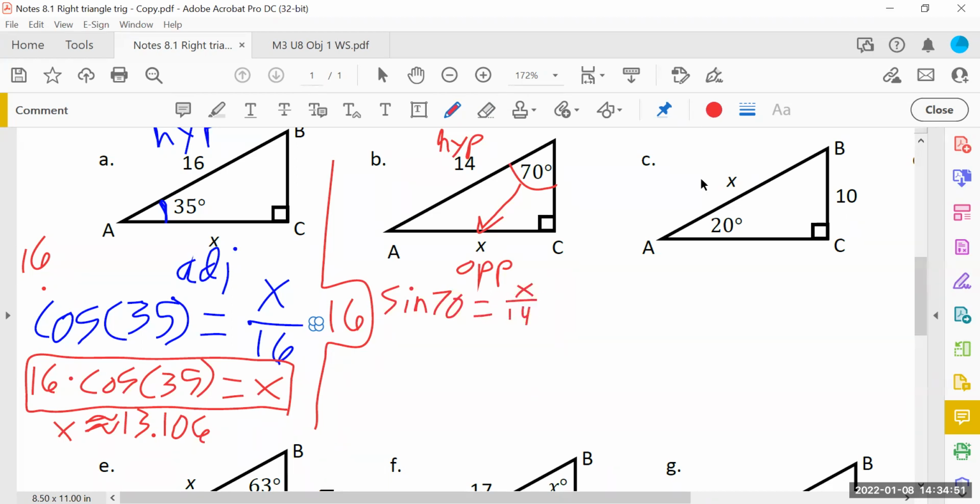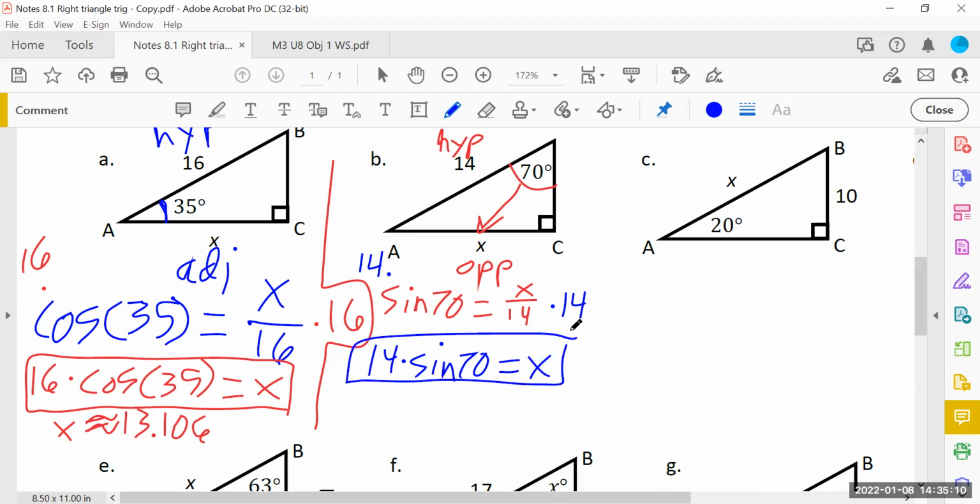I can multiply both sides by 14 here to get that x by itself. So my exact answer is 14 times the sine of 70 degrees is equal to x. Again, that's the one I prefer. If you give me that one, more than likely, I'm going to give you full credit for it.